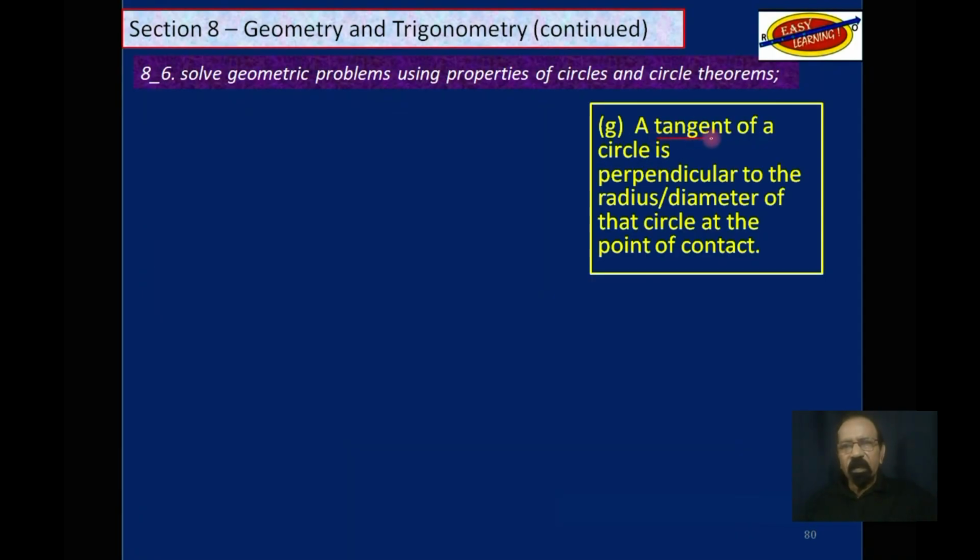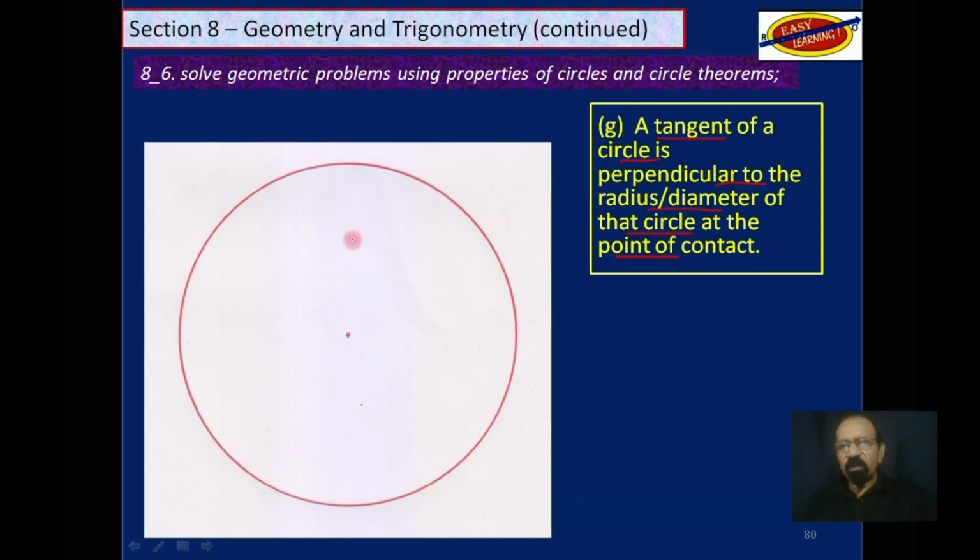The next one is, a tangent of a circle is perpendicular to the radius or diameter of that circle at the point of contact. This one is fairly simple. If you have a circle and you have a tangent here, x, y, and then from the center of the circle, you draw a line to this point of contact, a radius, then what it is saying is this radius will form a right angle with that tangent.